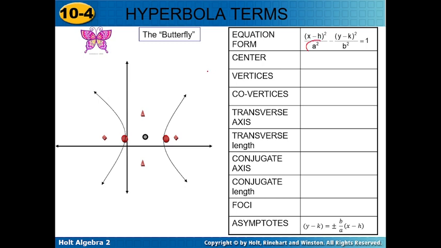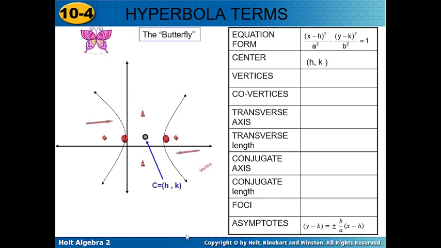If you will notice, your a squared is with the x. Therefore, your vertices lie along the x direction. Okay, so the transverse axis is parallel to your x-axis. How about your center? The center, of course, is your center, and it has the values h and k.